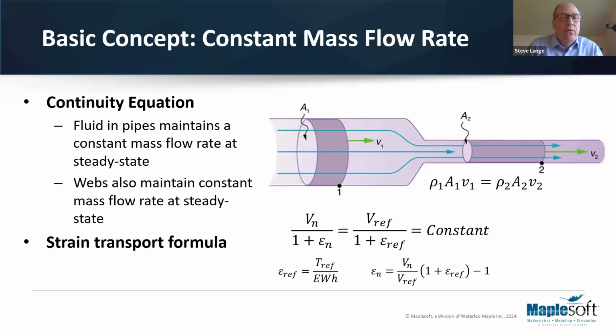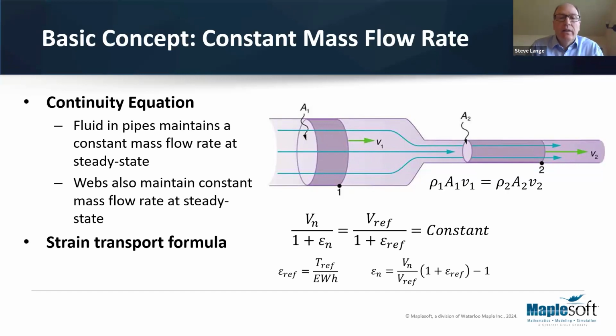There is an analogous formula called the strain transport formula in web handling, because it works the same way. When you feed web into a web converting line, you have to take the web out the same amount of mass, unless you have some accumulation, which would mean web on the floor, or if you try to take out more than you put in, you're going to eventually break the web. So this equation here, velocity over 1 plus the strain, turns out to be a constant at steady state for the mass flow rate to be the same.